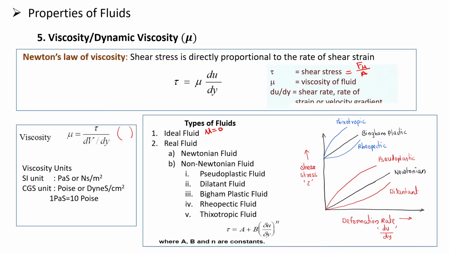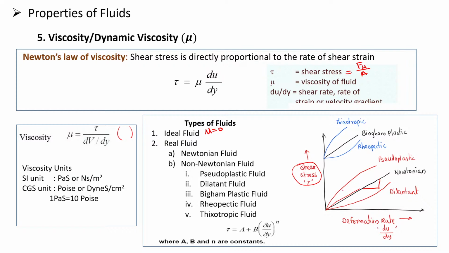So by using this graph, you can understand that for the Newtonian fluid, the shear stress is directly proportional to the deformation rate or velocity gradient, that is du by dy. That is for the Newtonian fluid. And the slope of this curve indicates the viscosity. So for the Newtonian fluid, viscosity is always constant.